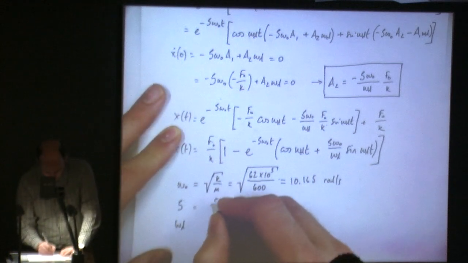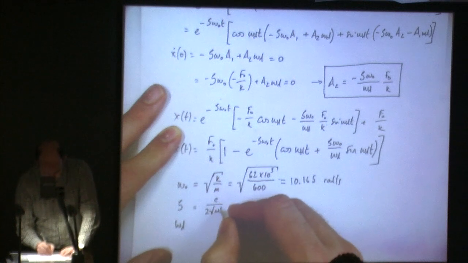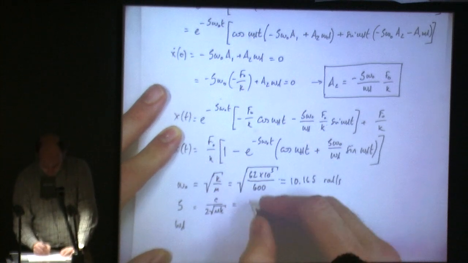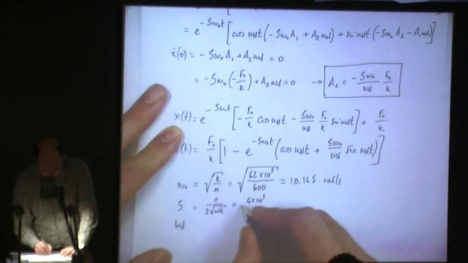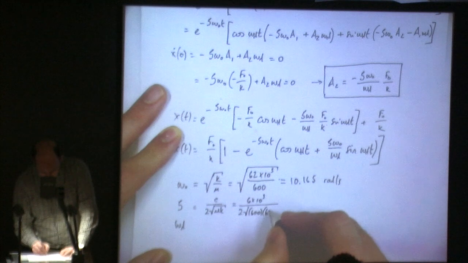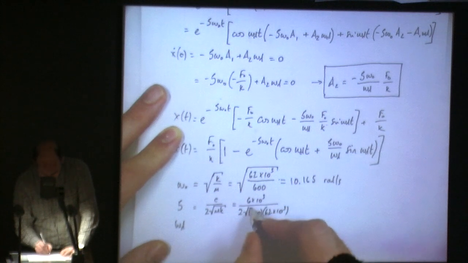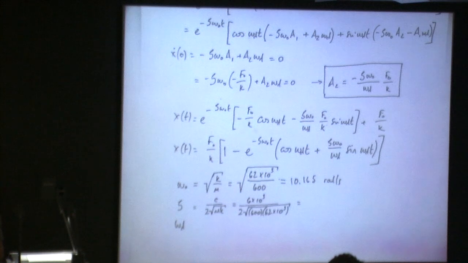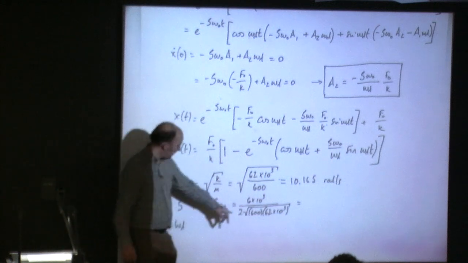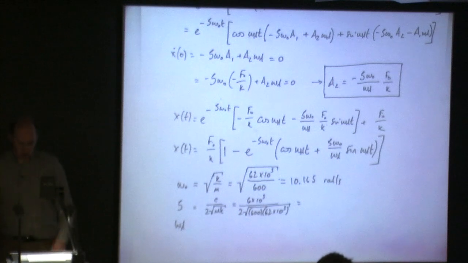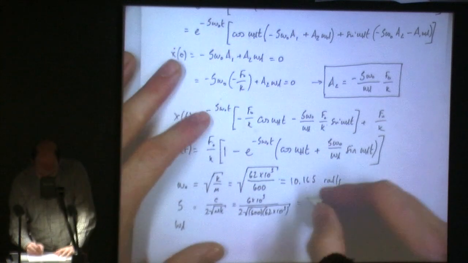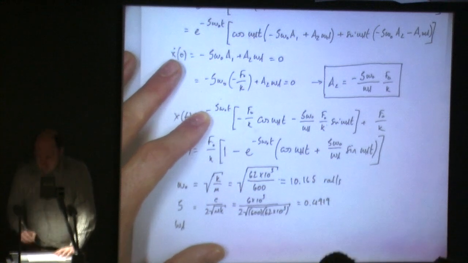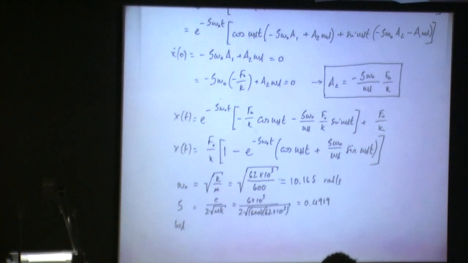Zeta is C upon 2 root mk. My C up top was 6,000 newton seconds per meter, and M and K we've looked at before. If I do those sums, I get a damping ratio of 0.4919. So it's quite high damping, which is what you'd expect with a car suspension system.